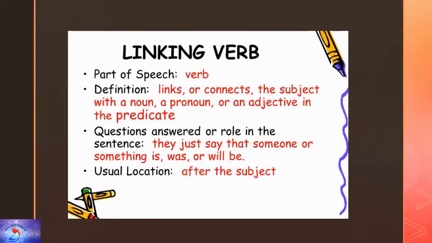The part of speech is a verb, and the definition of a linking verb is that it links or connects the subject with a noun or pronoun or an adjective in the predicate. Its role in a sentence is that they just say that someone or something is, was or will be. As for the location of the linking verb, usually it is found after the subject.